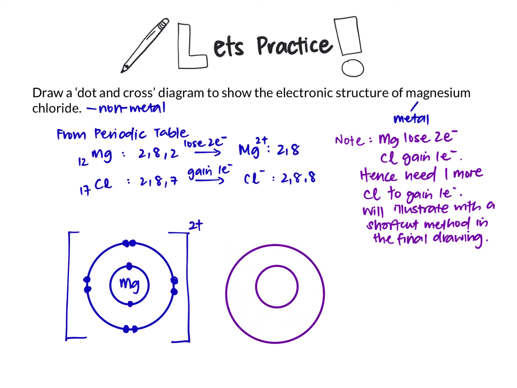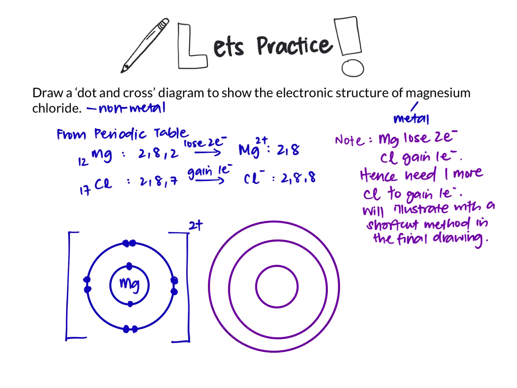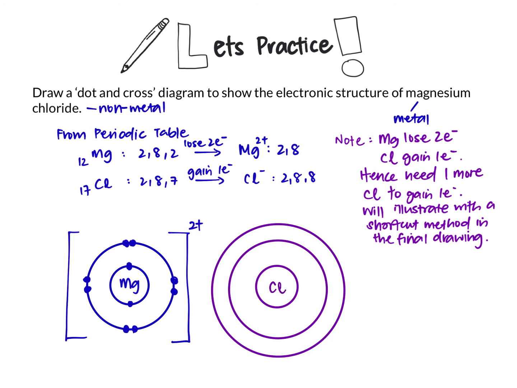Next, the drawing of chloride has 3 electron shells. The first shell for chlorine has 2 electrons, 8 electrons in the second shell, and the third shell has 7 of its own and a dot that represents the electron from magnesium. Chloride has a charge of minus.